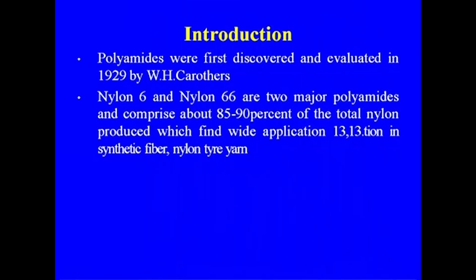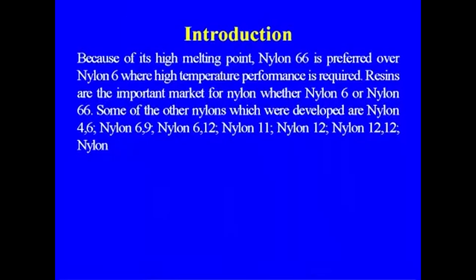Nylon 6 and nylon 66 are the two major polyamides and comprise about 85 to 90% of the total nylon produced, which find wide application in synthetic fiber, nylon tire yarn and other applications. Nylon 66 has a higher melting point than nylon 6, but still nylon 6, because its feedstock is from benzene, is more preferred, or because the availability of nylon 6 is more than nylon 66. Resins are an important market for nylon, whether nylon 6 or nylon 66.